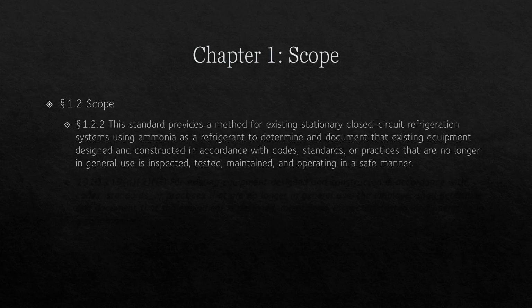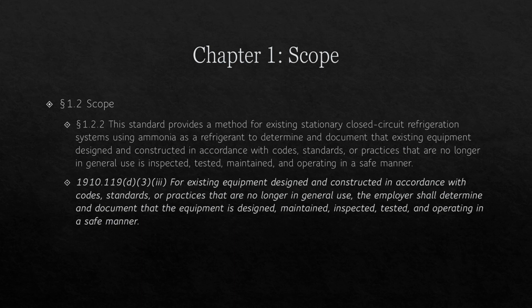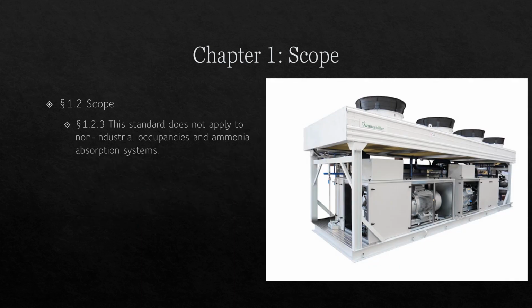Additionally, the scope of Standard 9 is to provide a method to determine and document that existing equipment designed and constructed in accordance with codes, standards, or practices that are no longer in general use is inspected, tested, maintained, and operated in a safe manner. In other words, IIAR 9 provides a method for our industry to demonstrate compliance with the process safety information requirement in the PSM, RMP, and CalARP regulations. Standard 9 is not applicable to equipment in non-industrial occupancies, such as low-charge systems that are now being used in the commercial sector. Additionally, this standard does not apply to ammonia absorption systems.